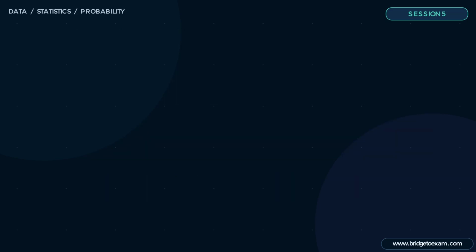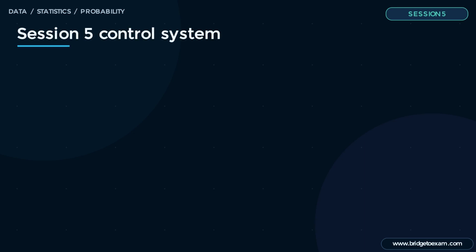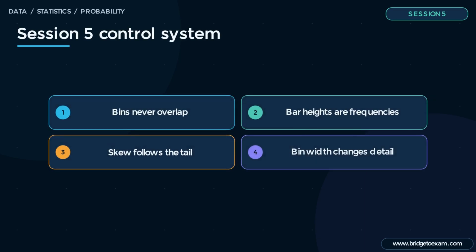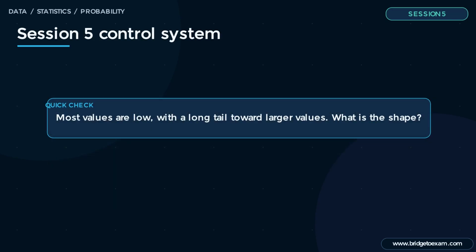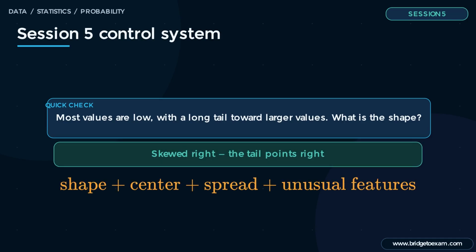Session 5 Recap. Histogram bars touch because the bins cover neighboring numerical intervals. Add every bin frequency to recover the sample size. The tallest bar identifies a modal interval, not an exact mode. Name skew for the direction of the longer tail. Check that every boundary assigns a value to exactly 1 bin, and remember that changing bin width can reveal or hide structure. Quick check. A long tail toward larger values means the distribution is skewed right, even when most observations sit on the left.